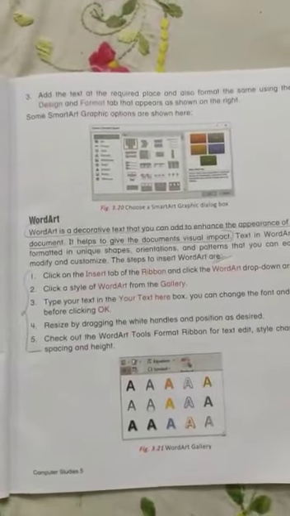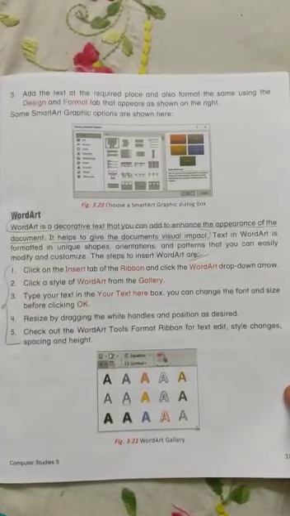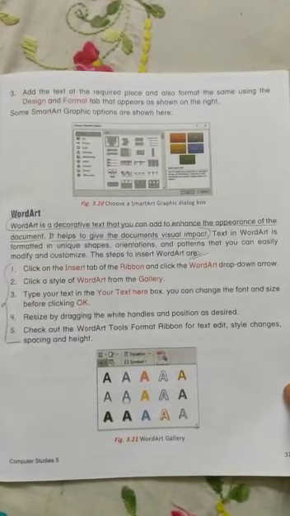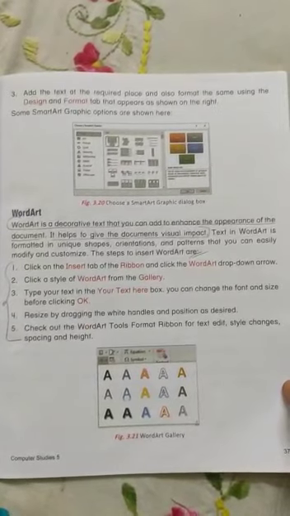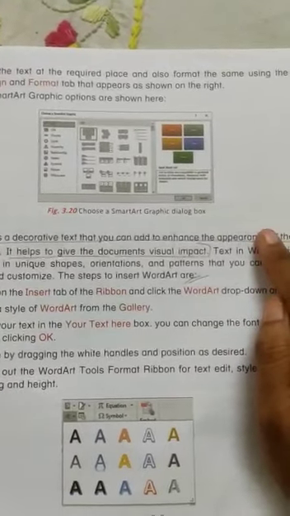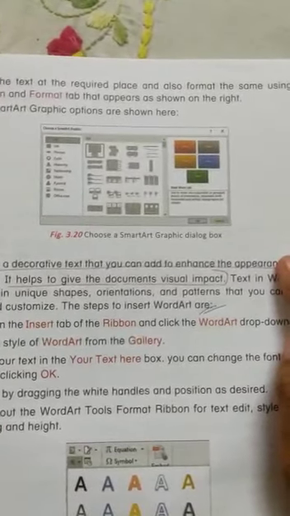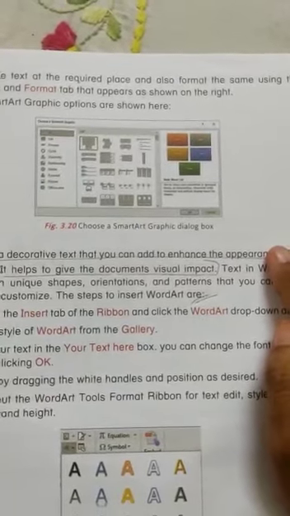Now come to the next page. The last step is to add the text at the required place and also format it using the Design and Format tabs that appear as shown on the right. Some SmartArt graphic options are shown here. Can you see this figure 3.20? Here you can see all the SmartArt options given properly and you can use them.